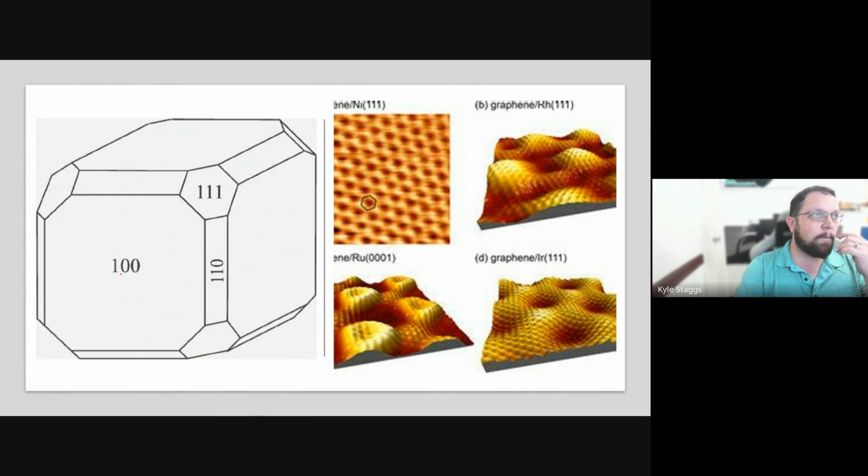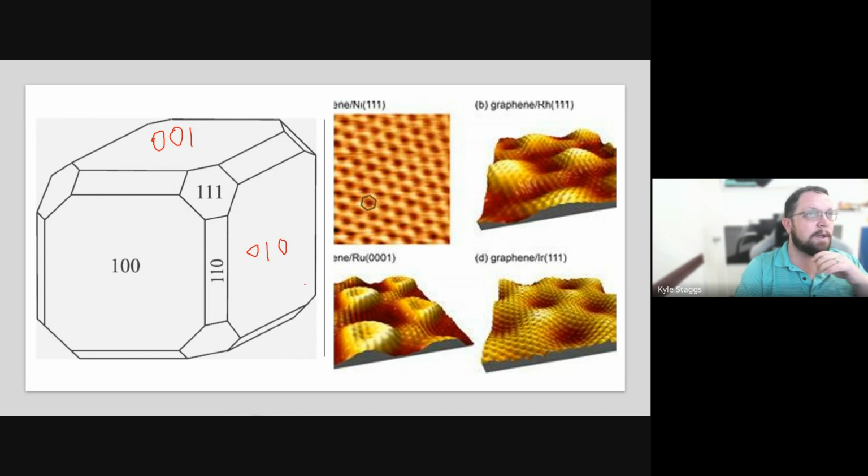But this is the 100 plane. So this is the top plane. This plane is actually the 110 plane. This would be the 111. This side, for instance, would be 0, 1, 0. This top one would be 0, 0, 1.